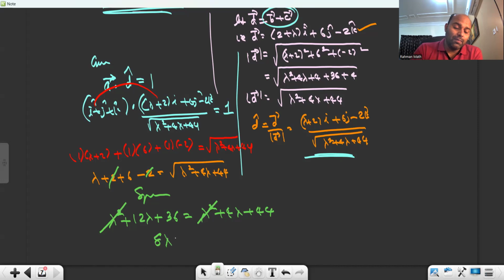8 lambda equal to 8. Lambda equal to what? 1. I think there also we are getting lambda is 1 in the cross product also. So one of the important points, don't forget about this. I hope you understood this also.